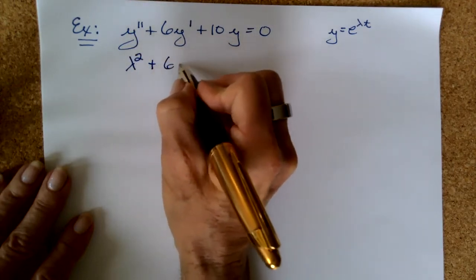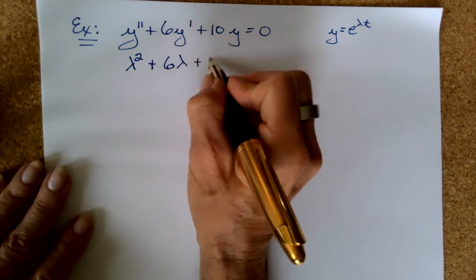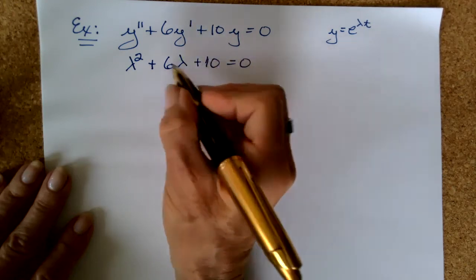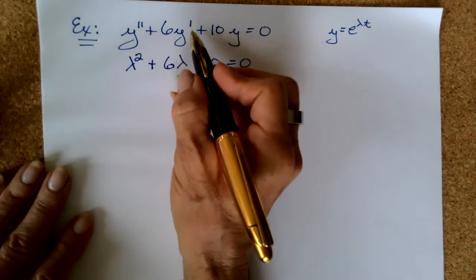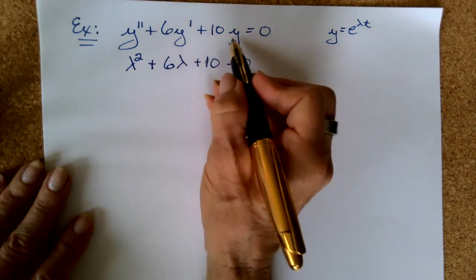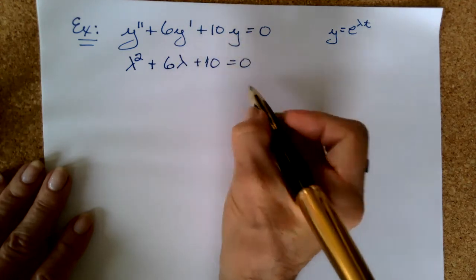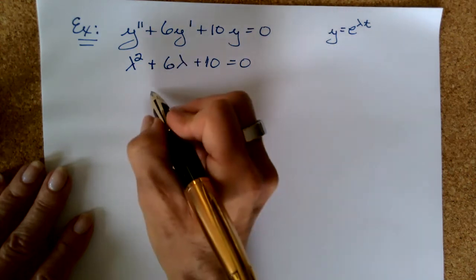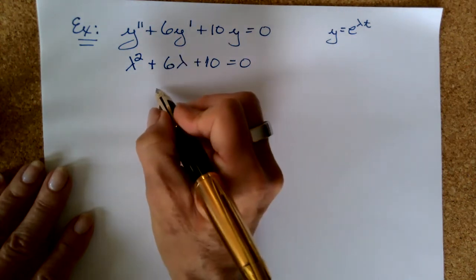So this will be λ² + 6λ + 10 = 0. So second derivative, second power of lambda. First derivative, first power of lambda. 0th derivative, 0th power of lambda. Okay. And now you want to solve that quadratic equation to tell you the form of your solution.